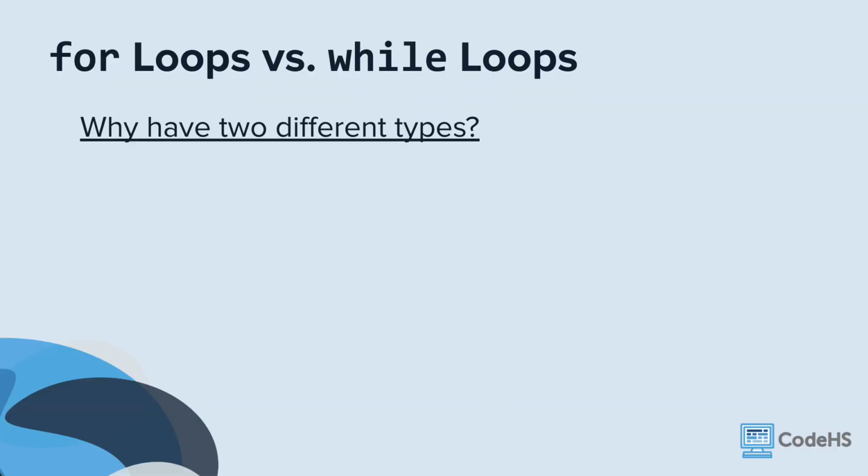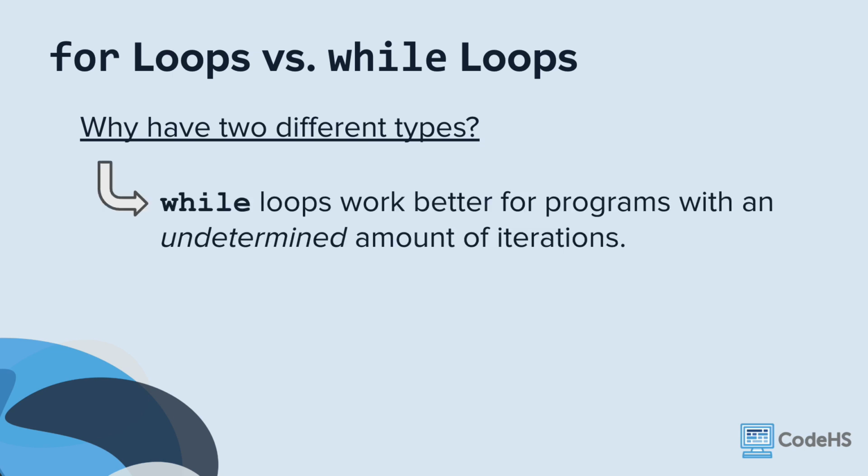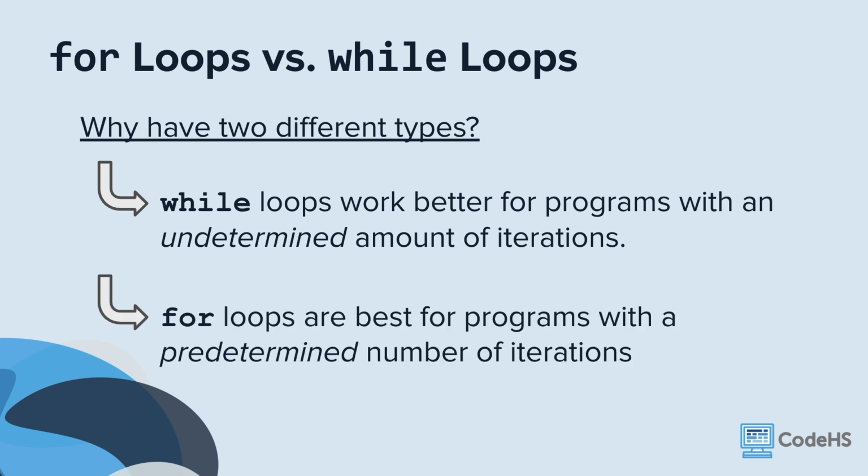When to use one instead of the other? In general, the main difference between the two is that while loops work better for programs with an undetermined amount of iterations, when you aren't sure how many times the code is going to need to be repeated. On the other hand, for loops are best for programs with a predetermined number of iterations. Let's take a look at some examples that prove this to be true.